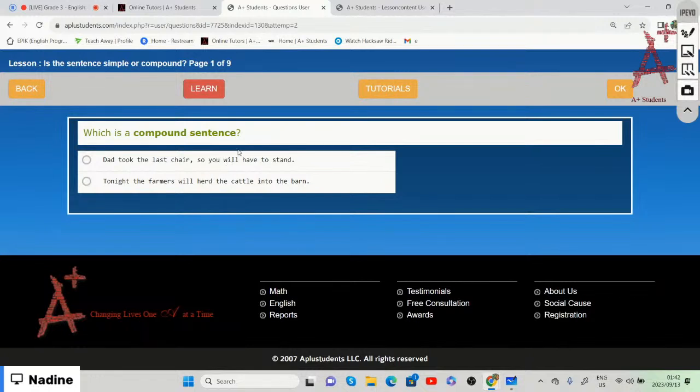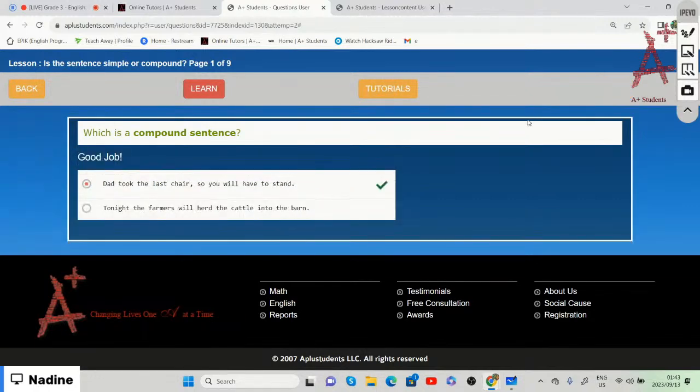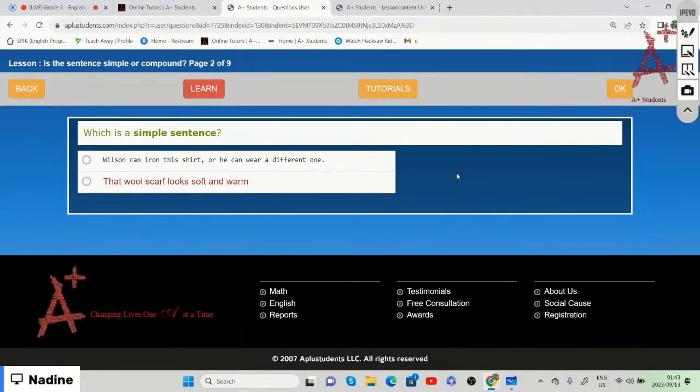So, which one is a compound sentence? Is it Dad took the last chair, so you will have to stand, or tonight the farmers will herd the cattle into the barn? Remember, we said a compound sentence is two simple sentences joined by a comma and then a conjunction, which means that we are choosing option 1, which is Dad took the last chair, so you will have to stand.